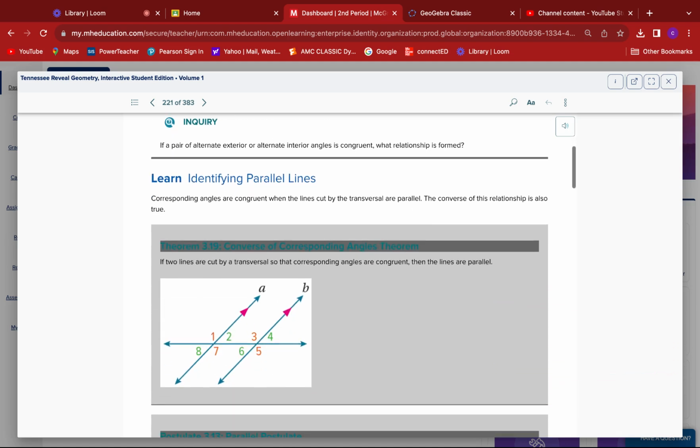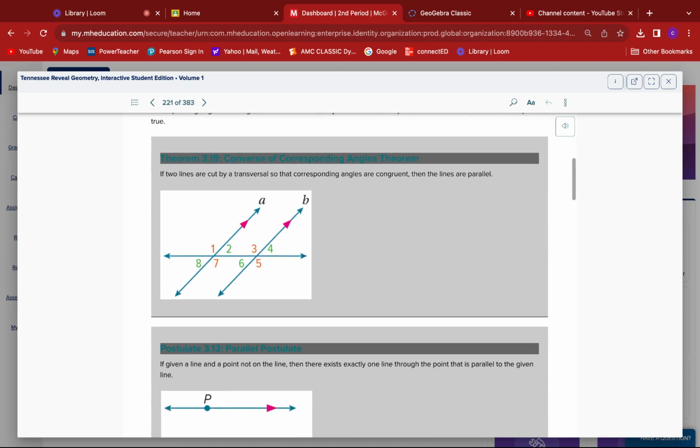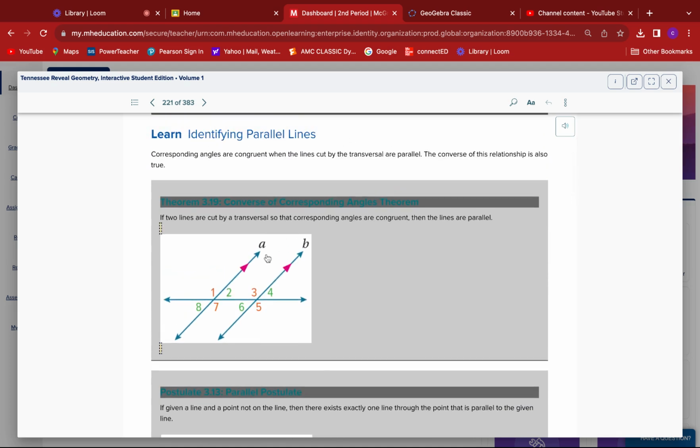So you guys, I'm on page 221. Looks like we've got to learn some things that you got to go through. Let's talk about these little symbols right here. Those little symbols, you're going to see on the ACT. It means that these lines A and B are parallel to one another. And when the lines are parallel, you've got all kinds of angles being equal to each other.